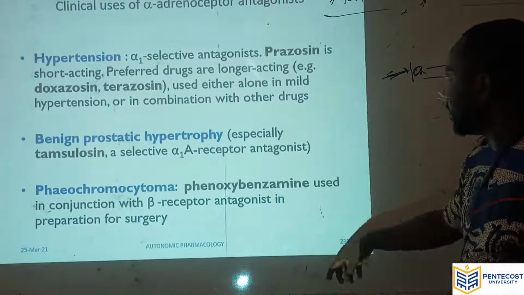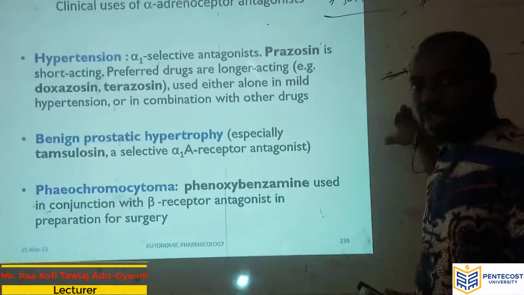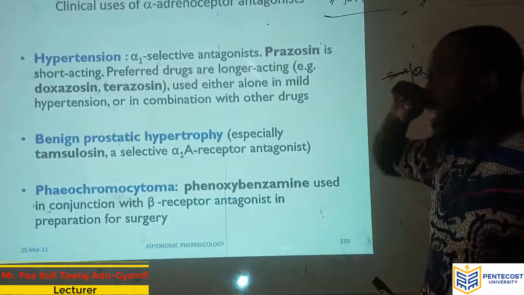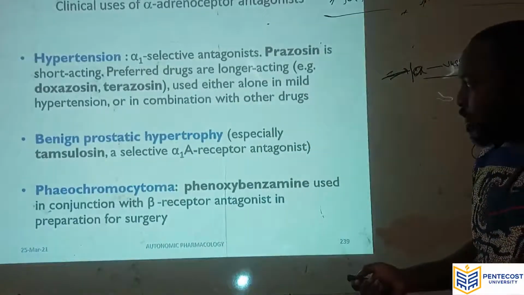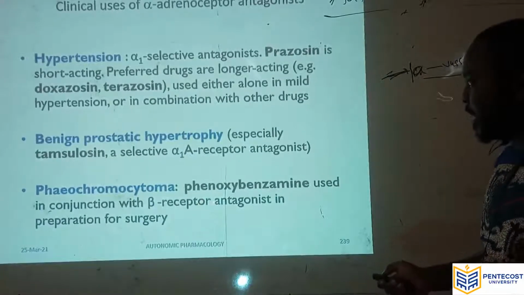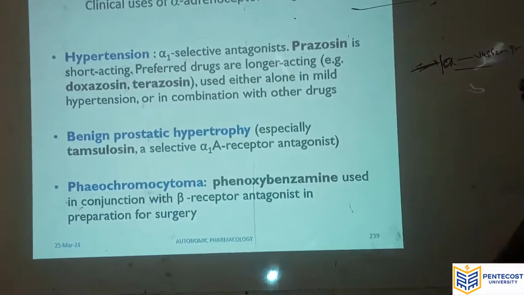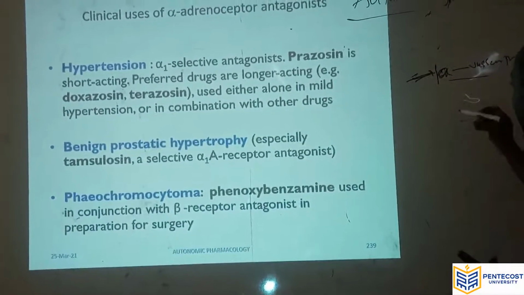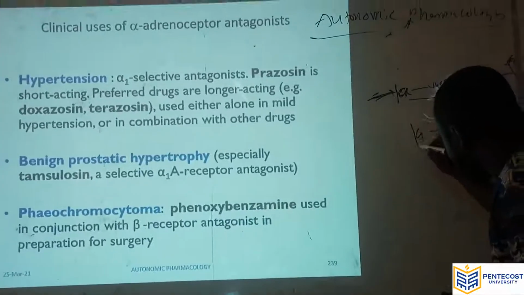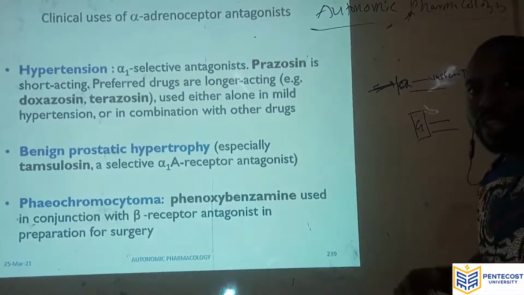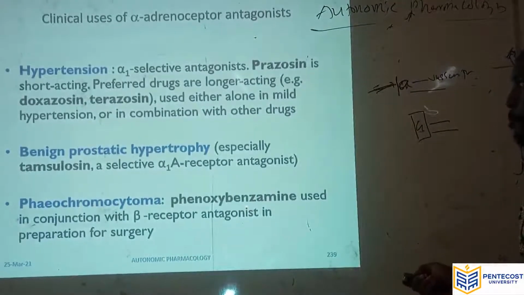And you know that when adrenaline comes, it is going to bind to alpha 1 receptors to cause vasoconstriction. And it can also bind to beta 1 receptors to cause an increase in heart rate. So when you have a tumor on the adrenal gland and your body is secreting a lot of adrenaline, then we give you an alpha 1 blocker, because when adrenaline comes, it will bind to alpha 1 receptors and cause vasoconstriction. But when we give a drug that blocks the alpha 1 receptors, your vessels wouldn't be constricting. An example of a drug that we use is phenoxybenzamine.